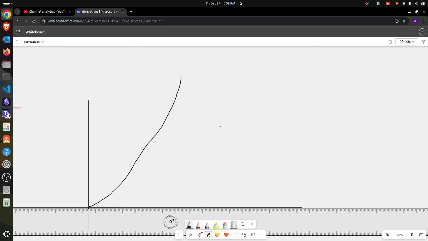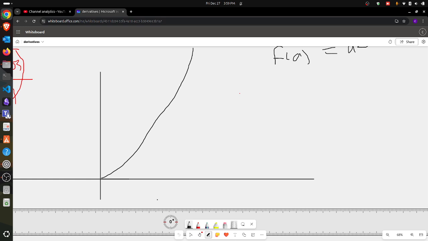Let's get a function for our equation. So f of a, function of a, is equal to a square. That's the equation for this line for us. Let's assume a is 2, and if a is 2 here, then on this axis our value is going to be 4. That's a square.